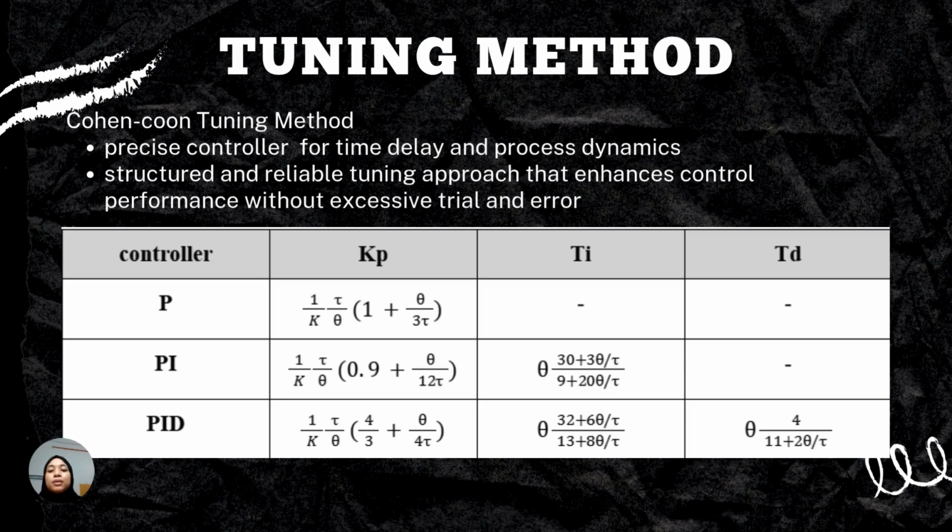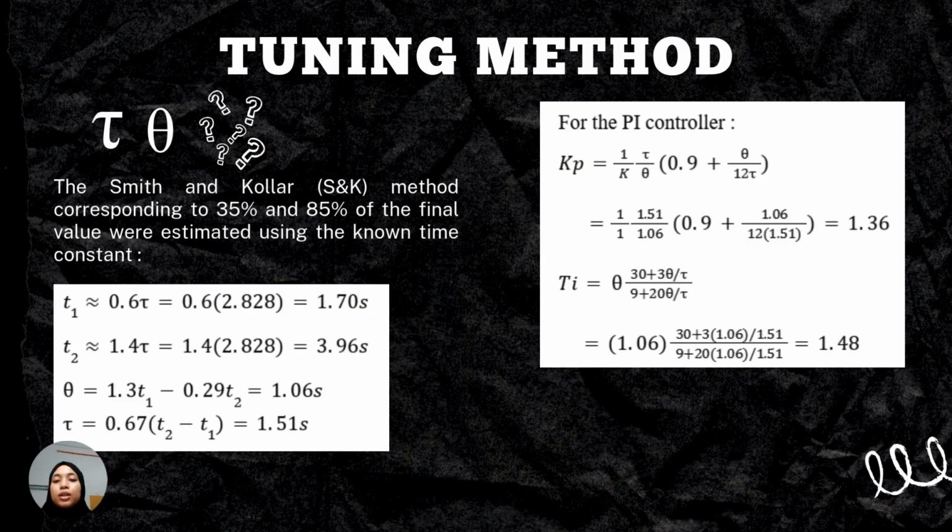For the tuning calculation, in this project we will use Cohen-Coon because it is a more precise method for time delay and process dynamics. It is also a structured and reliable tuning approach that enhances control performance without excessive trial and error. This table shows the formulas to calculate the Cohen-Coon tuning for P, PI, and PID controllers.